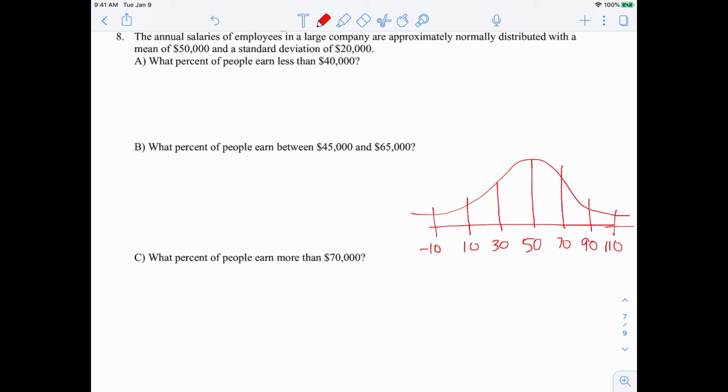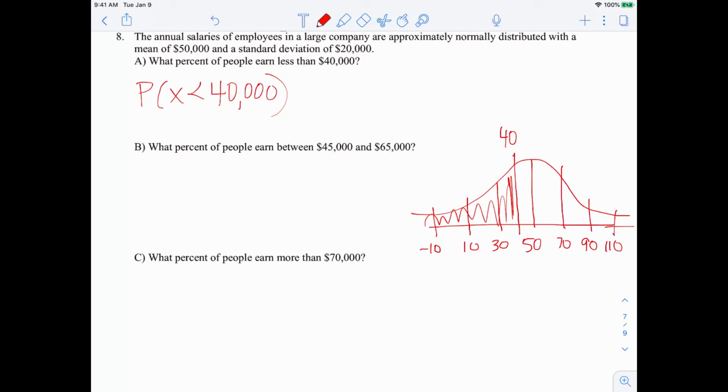Now, it's impossible to have a salary of negative 10, so getting a z-score of negative 3, 3 standard deviations below the mean, is not going to happen because it's impossible. And that happens sometimes, and it's okay. What we really want to know, though, is for part A, what percent of people earn less than 40,000? So I'm looking for the probability that X is less than 40,000. So 40,000 would be about right here, and I'm looking for the area below that.